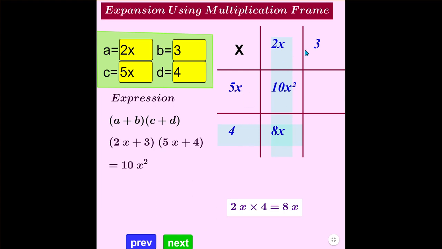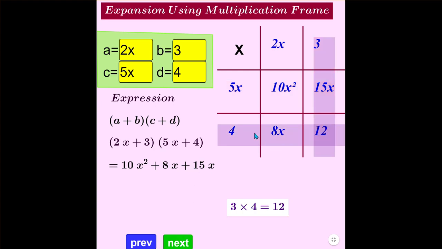So next, we're going to have 5x times 3, which is 15x. And we're going to add it on here. Note that these are like terms now. And the next thing, we're going to have 4 3s is 12, which needs to get added on.